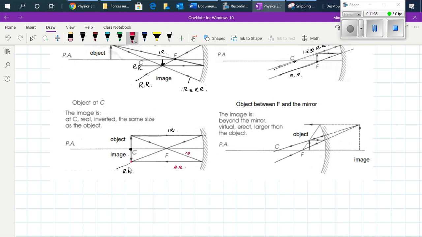In the case when the object is placed between the focal point and the mirror, what we will see following the rules is that the image is created by extension of the reflected rays, and this makes it an imaginary image, and it is larger than the object.